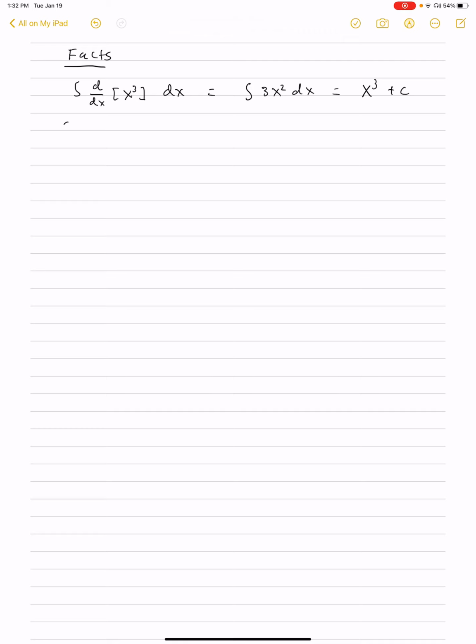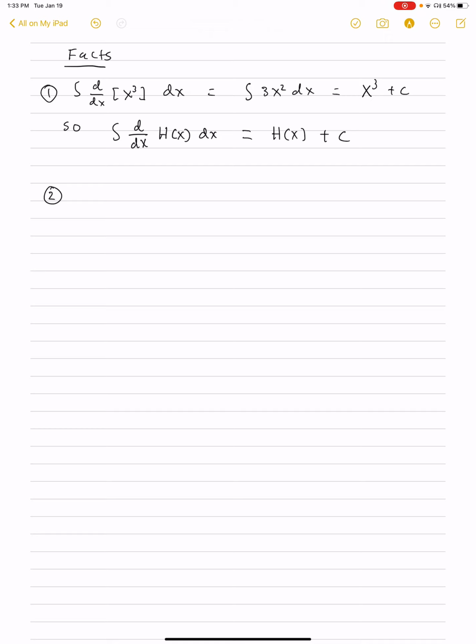So here's the moral. If I integrate something that I'm going to differentiate, like h of x, this is just h of x, what's inside the integral, plus a constant. So that was one fact.